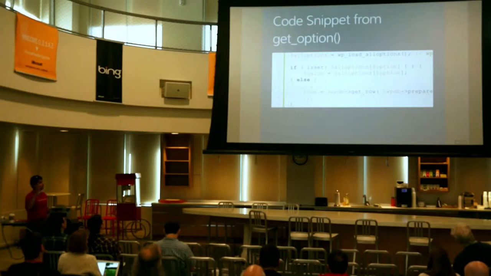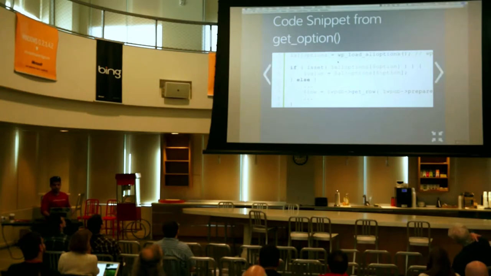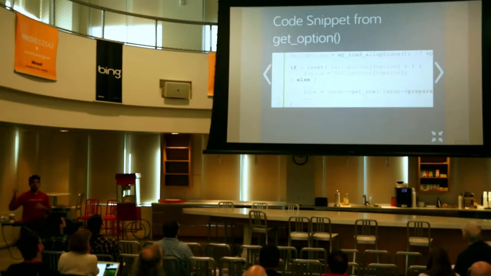So here's a very trimmed down version of what WordPress does in the get_option function. WordPress calls wp_load_alloptions, and wp_load_alloptions just does a query for autoload equals yes. And it checks to see, is the value that we want, the option key we specified, set? If it is, assign it and then return. If it's not, go to the database and get it.